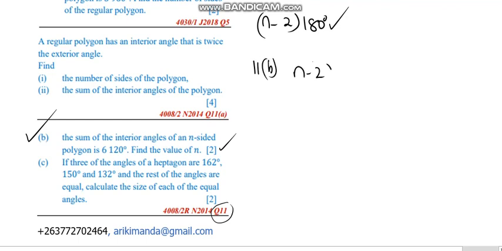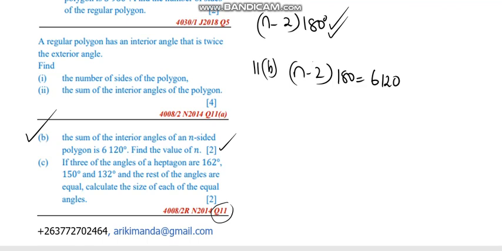n minus 2 multiplied by 180 gives us 6,120. We are to find the value of n. Take note, I said this formula gives us the total or the summation of all interior angles of an n-sided polygon. And we are told the sum of interior angles of an n-sided polygon is 6,120. Find the value of n. We form an equation in n and solve. This is what we do.